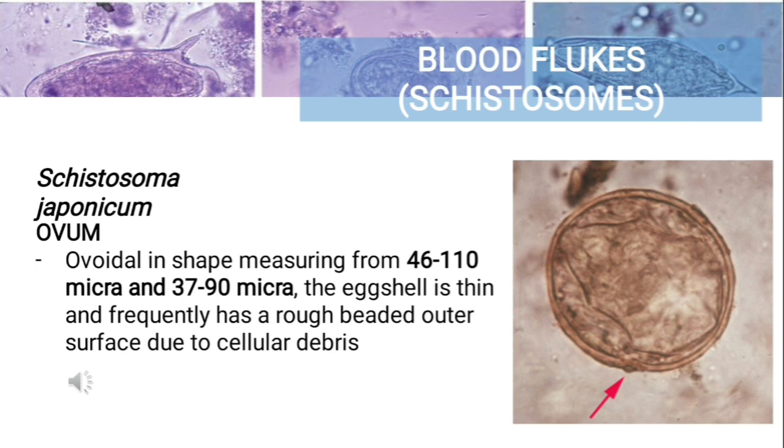The Schistosoma japonicum egg is embryonated when laid, and it has a ciliated miracidium with an attenuated anterior end creating the sloping shoulder within the shell.